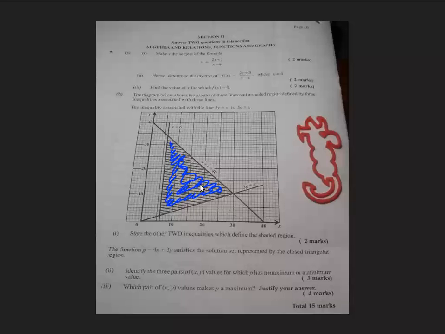Now we're given the function p equals 4x plus 3y, and we're told that it satisfies the solution set represented by the closed triangular region, the feasibility region. And the function p equals 4x plus 3y is called our optimization function. So in part 2 and 3, we want to identify the three pairs of xy values for which p has a maximum or a minimum value, and we want to find out which pair of xy values makes p a maximum, and of course justify the answer. So you'll answer two of them simultaneously.